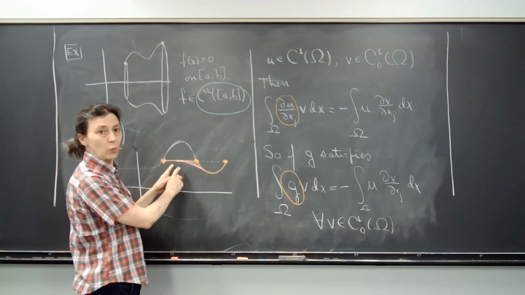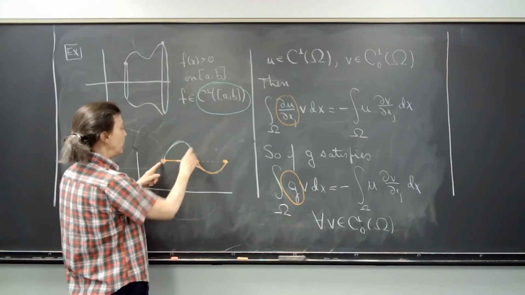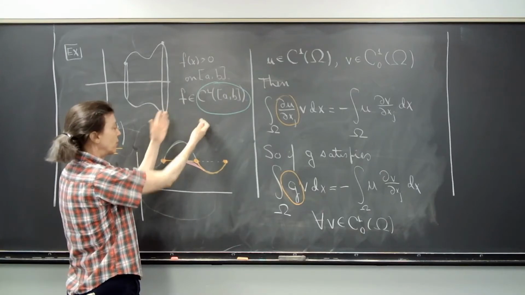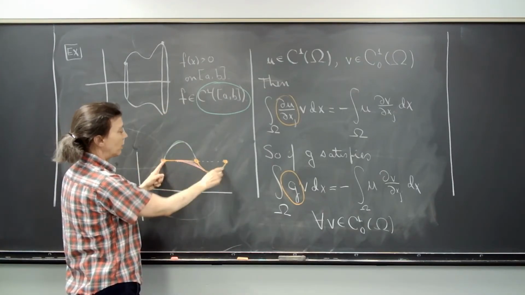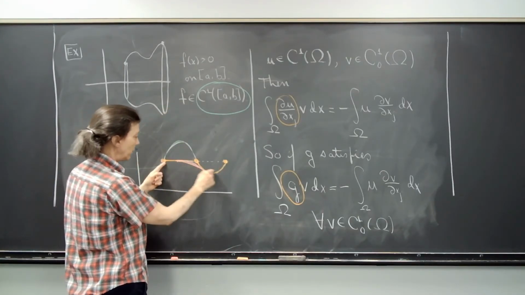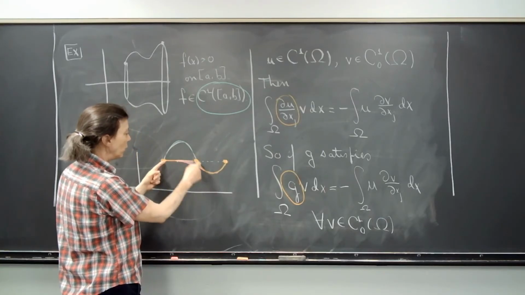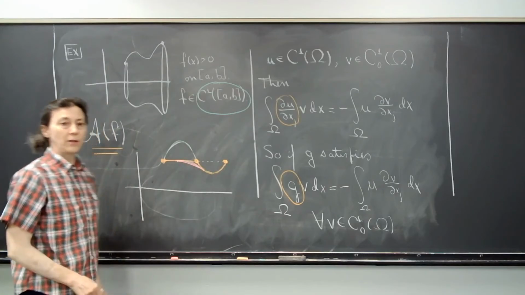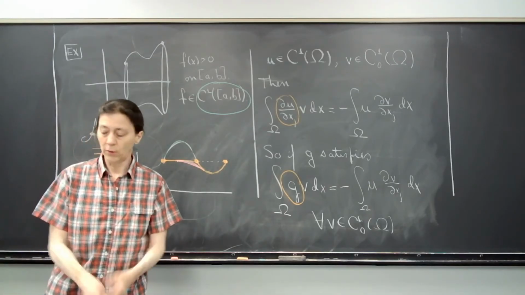This concept of weak derivative now allows you to calculate arc length or surface area for functions like this concatenation. They're not literally C1.